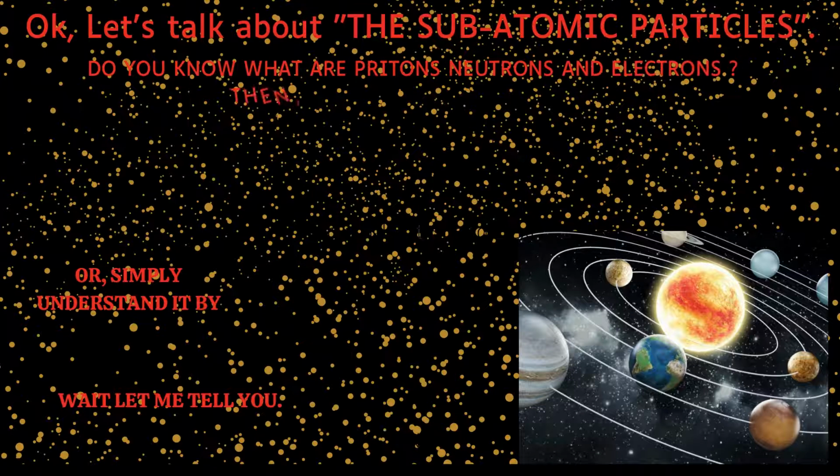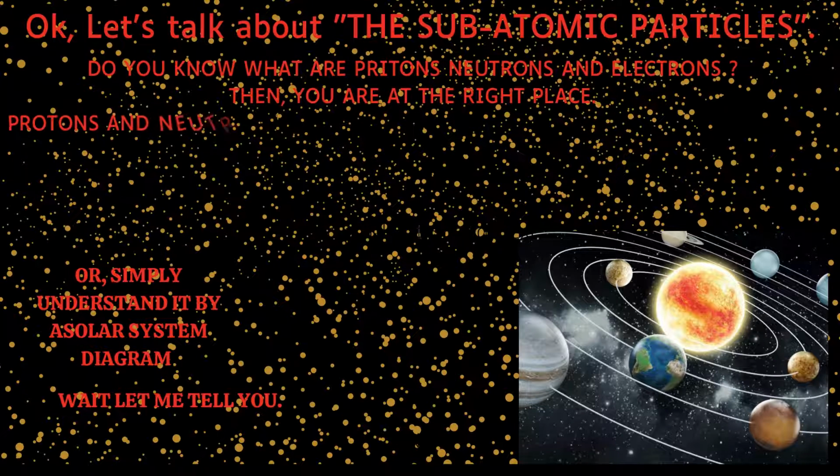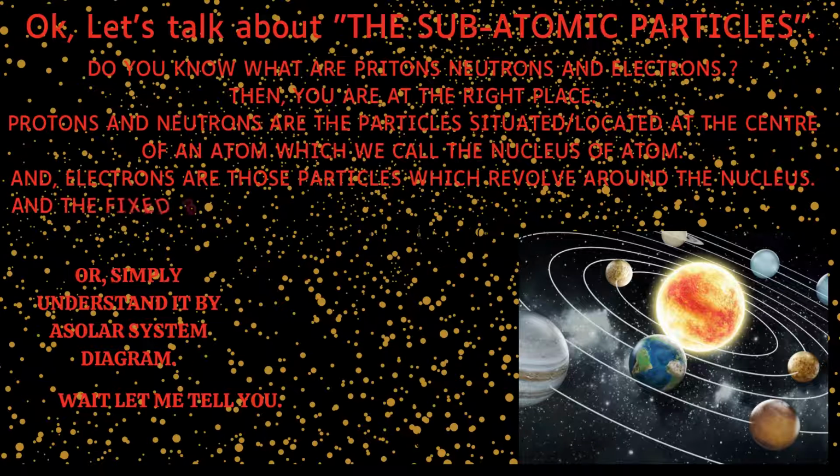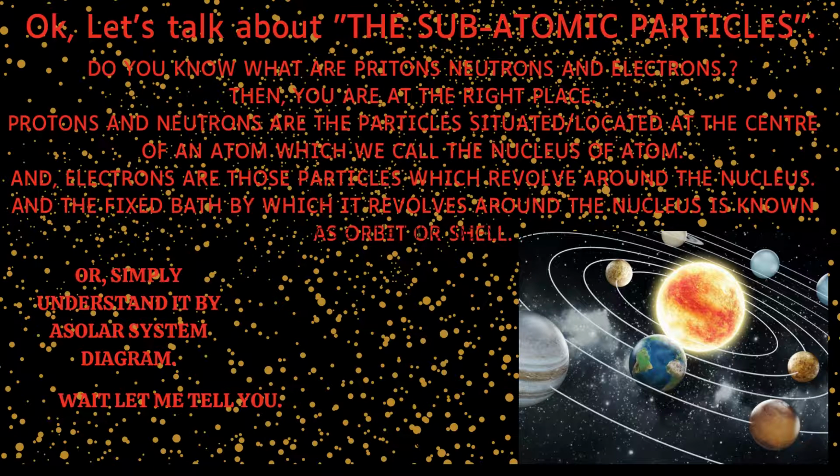Okay, let's talk about the subatomic particles, which are protons, electrons, neutrons. Do you know what protons, neutrons, and electrons are? Then you're at the right place. Protons and neutrons are the particles located at the center of an atom, which we call the nucleus of an atom. And electrons are those particles which revolve around the nucleus, and the fixed path by which it revolves around the nucleus is known as orbit or shell. We are not talking about animal or plant cell, so it's a difference.